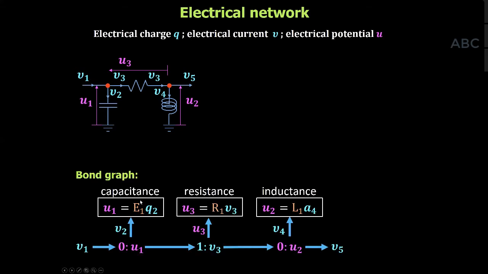In a bond graph, that would appear like this. You've got your V1 coming in, V2 here is now disappearing into the capacitor with a relationship with the voltage drop here. The dissipation is given by a relationship between the voltage across that resistor U3 and the current through the resistor V3. And the inductance, the coil, is L1, and the relationship is given in terms of the rate of change of flow of current.